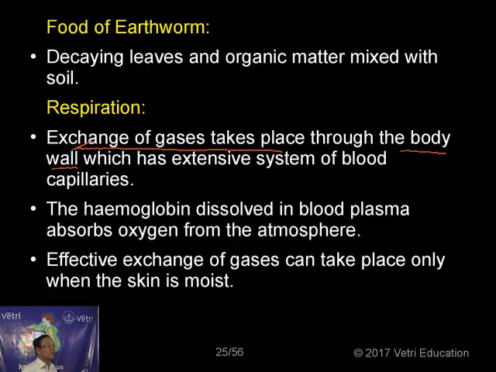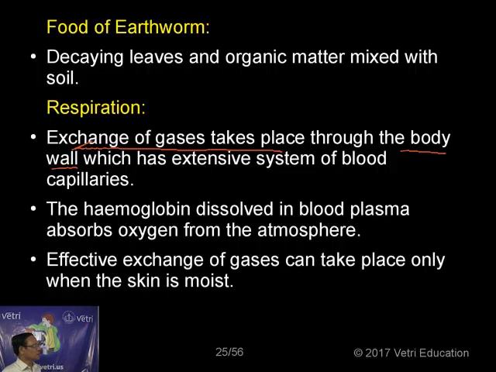Moist layer, because the gases cannot cross the membrane in a dry form. They can be transferred by means of diffusion only in a soluble state. So anyway, exchange of gases takes place through the skin or body wall, hence called cutaneous respiration.